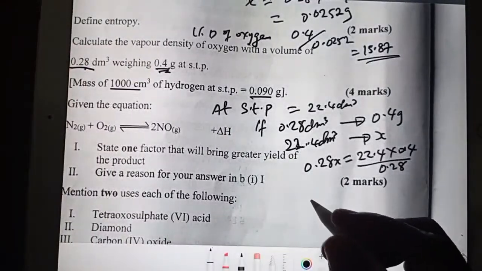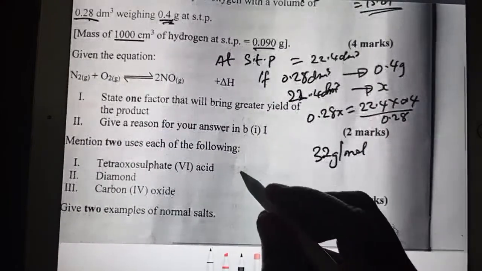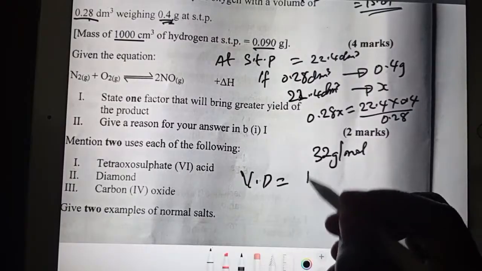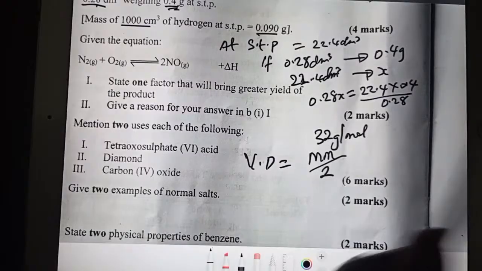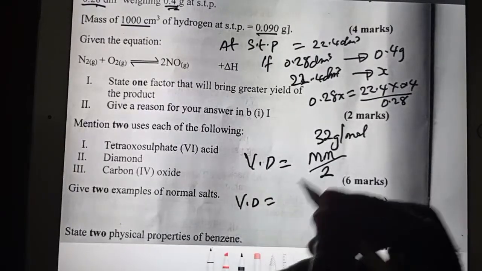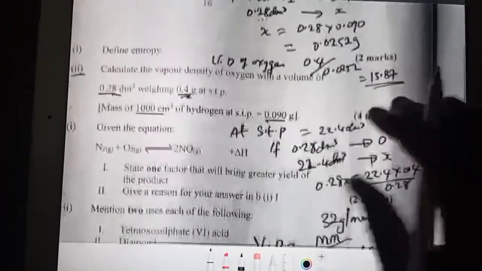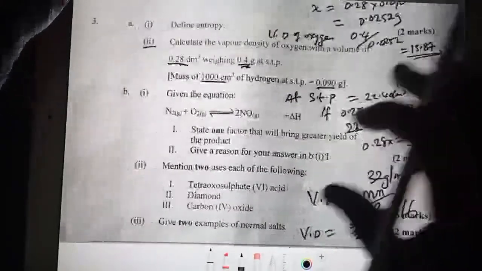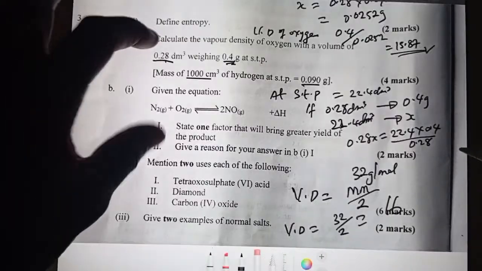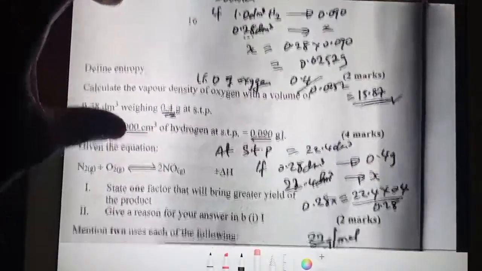Very correct. So we have 32 grams per mole. Now remember in the beginning where I told you that vapor density is equal to molar mass divided by 2. So we have gotten molar mass as 32. So we now say Vd is equal to 32 divided by 2, which is 16. So it's rhyming well. So 16 and 15.87 is giving us the same, but please use the first one. That's why they gave you those figures in brackets. All right. Thank you, guys.